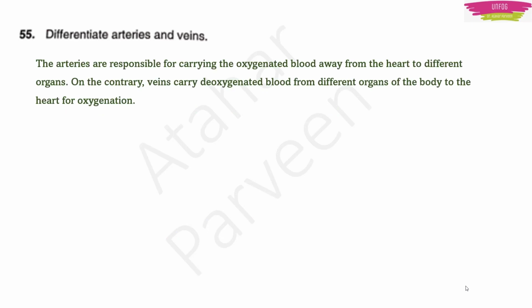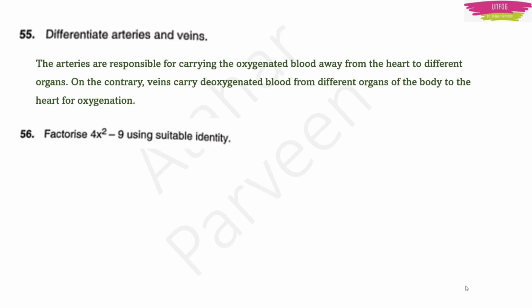Okay, next question. Differentiate arteries and veins. So arteries, they are responsible for carrying the oxygenated blood away from the heart to different organs. Whereas in contrary, veins, they carry deoxygenated blood from different organs of the body to the heart for oxygenation. Okay. So these 2 points for 2 marks. If they asked this question for 4 marks, then you could have written 4 points also. Okay. Next question.